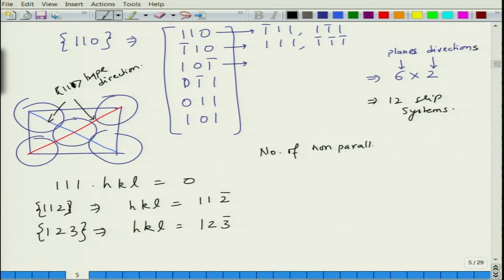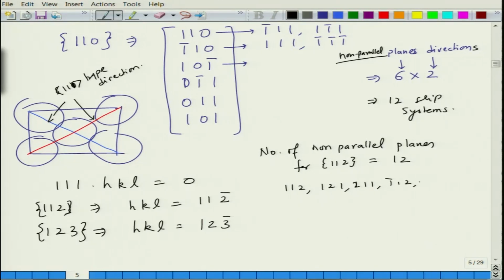So, if you do the maths for the number of non-parallel, so these are 6 non-parallel planes, 6 distinct planes. So, the number of non-parallel planes for 1 1 2 will be 12. So, you can work out 12 combinations. The way you will go is you write 1 1 2, then 1 2 1, 2 1 1, then bar 1 1 2, 1 bar 1 2, 1 1 bar 2, and so on and so forth. You keep writing this and then you will have 12 combinations of non-parallel planes.